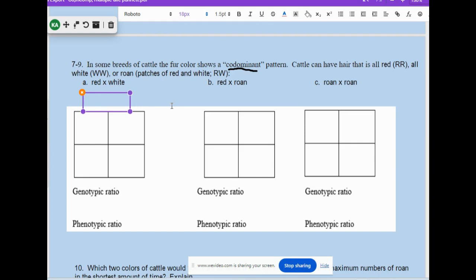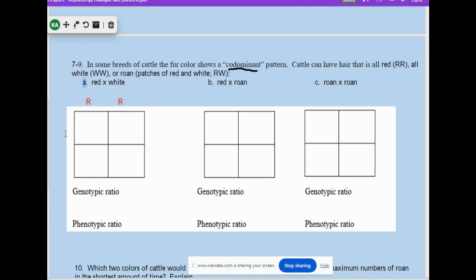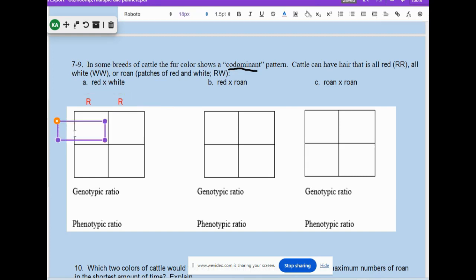A red cow. So these aren't flowers, but some flowers do this as well. But with cattle, a red cow, it's not really red, it's more brown, but it's got a red allele and another red allele. That's why it's red. And we're going to cross that with a white cow. So a white cow's got two white alleles, two W's.